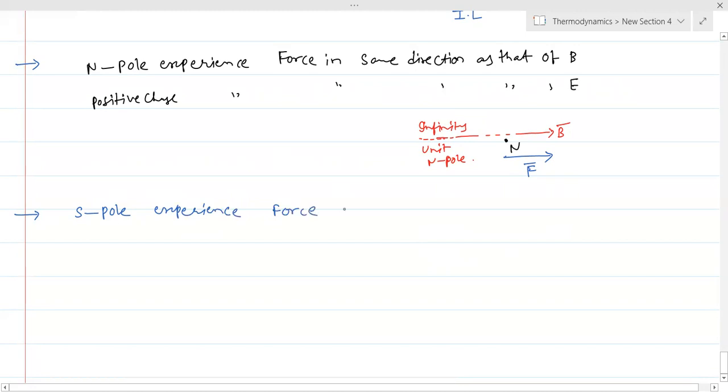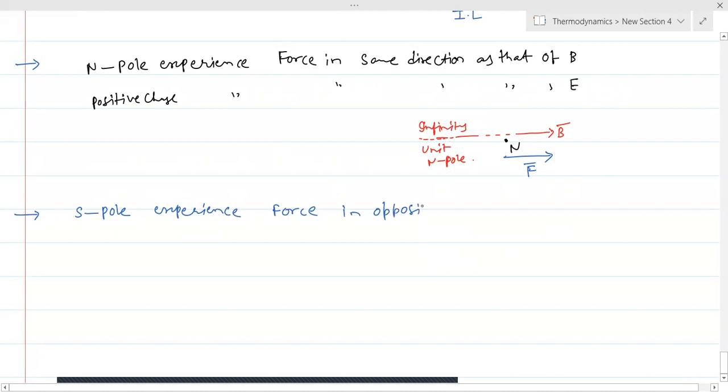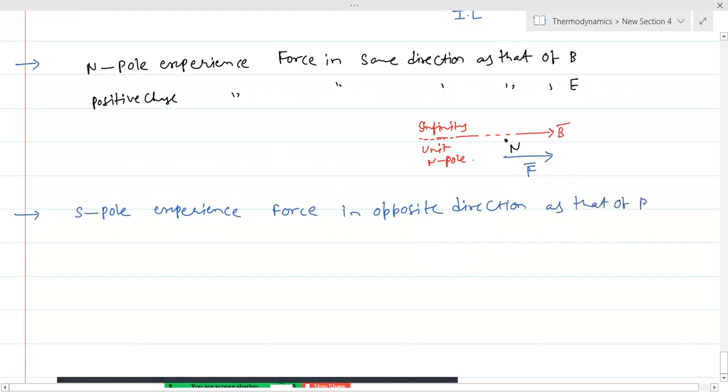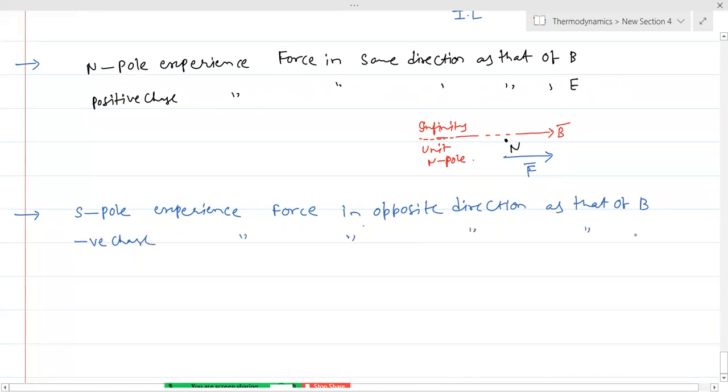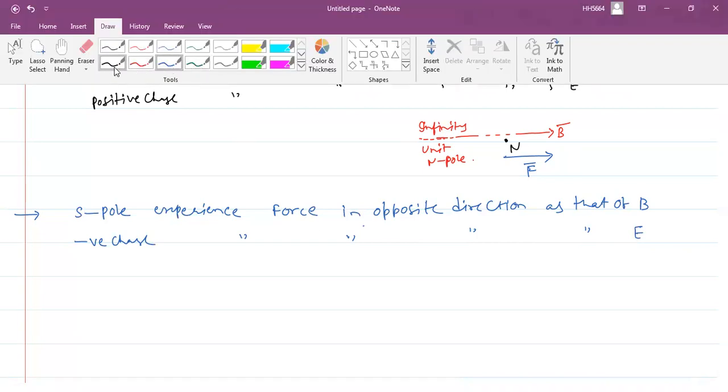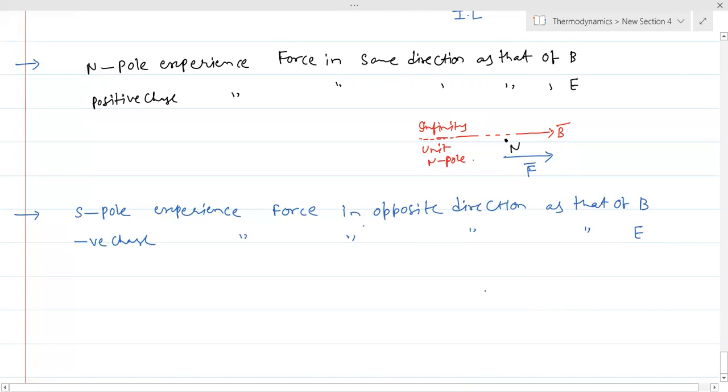The south pole experiences the force in the opposite direction as that of B. So similarly, this is very similar to a negative charge experiencing a force in the opposite direction as that of B. This is known to us, or we will understand it in terms of magnetism.